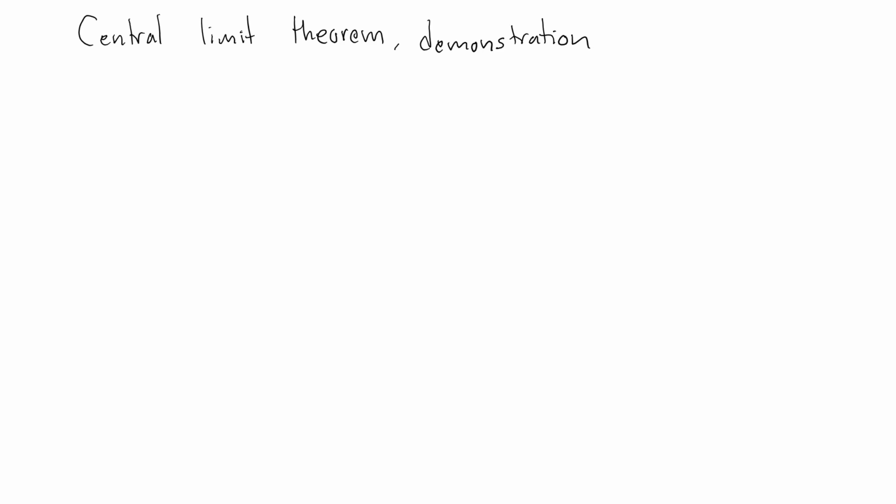In this lecture, we will demonstrate the central limit theorem. So say that x1, x2, all the way to xn are IID random variables. They're independent and they all have the same distribution. The expected value is denoted by mu and the variance is denoted by sigma square.